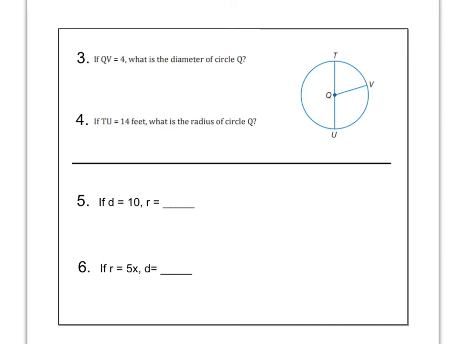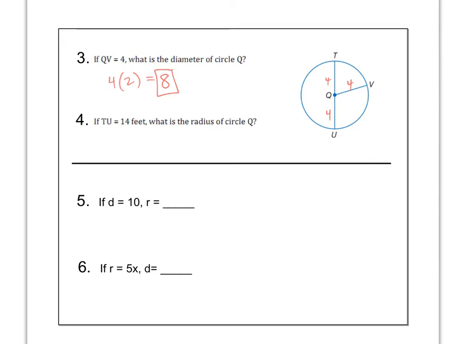Number 3, if QV is 4, what is the diameter of circle Q? All right, let's find QV. Everybody find QV on the picture. And let's put a 4 on that for now. If that distance, that radius, is QV and it's 4, what's the diameter of the circle? Well, all the way across the circle is going to be 4 plus 4, or in other words, 4 times 2, twice as long as the radius. 8 would be the diameter.